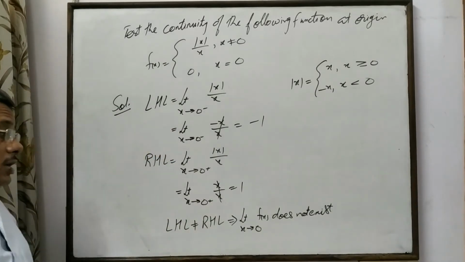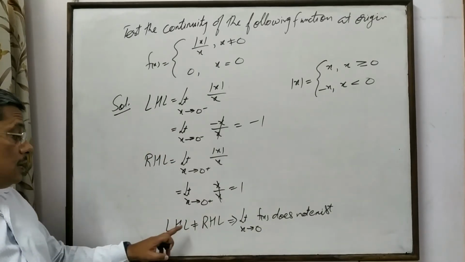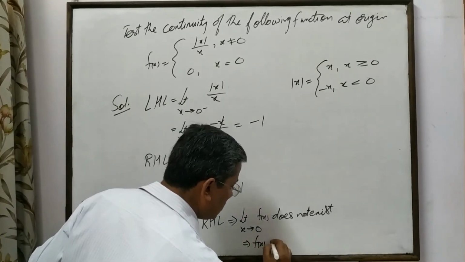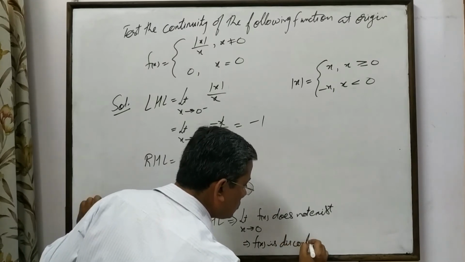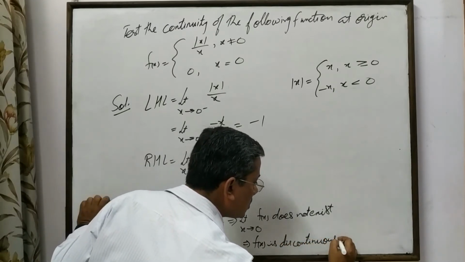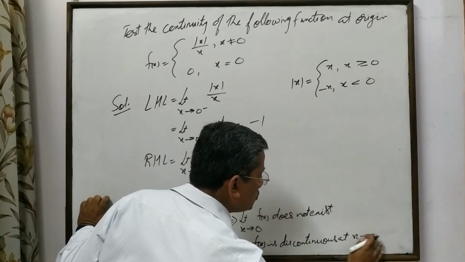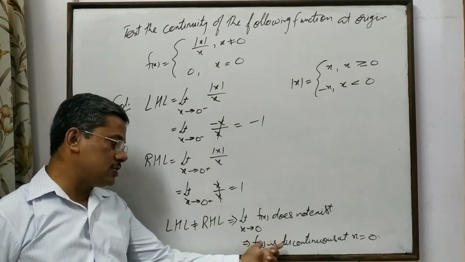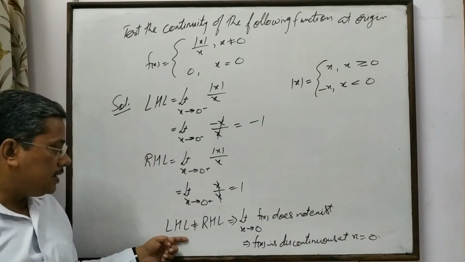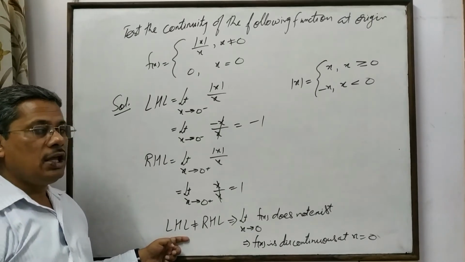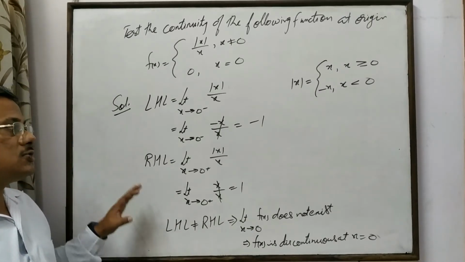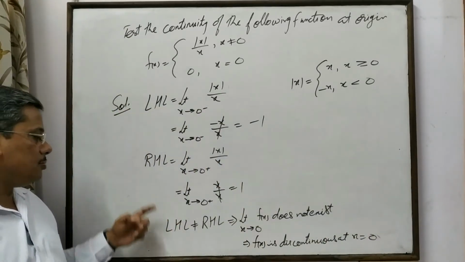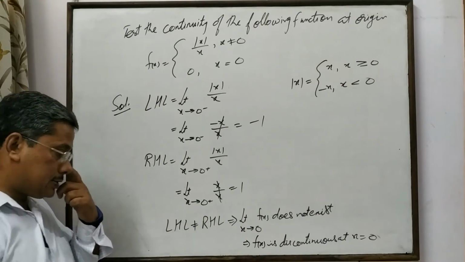Now when limit does not exist, it means function is discontinuous, implies f of x is discontinuous at x is equal to 0. So function is discontinuous. If limit does not exist, then the function is discontinuous at that point. And this kind of discontinuity is called irremovable discontinuity or discontinuity of second kind. This is discontinuity of second kind because limit does not exist.